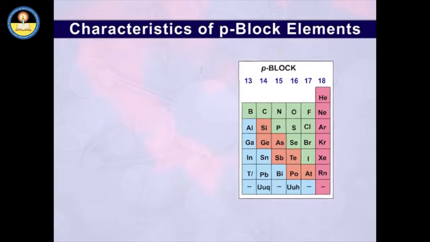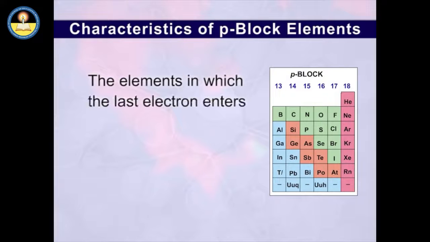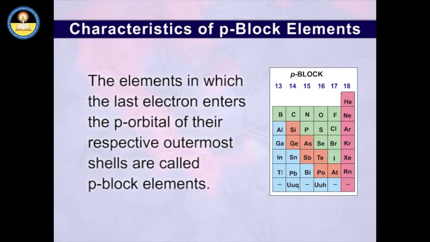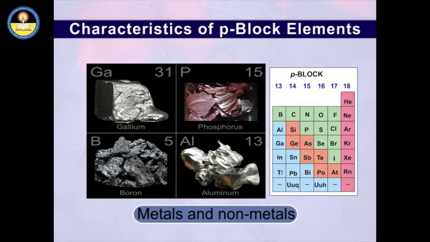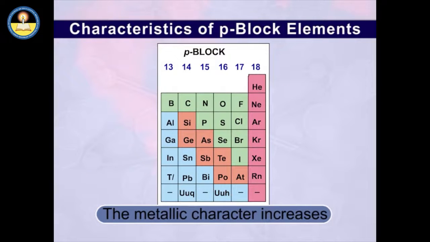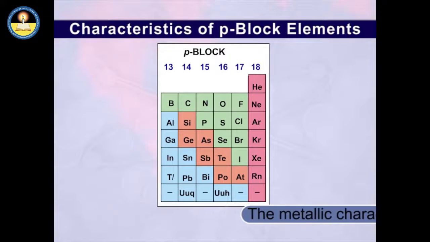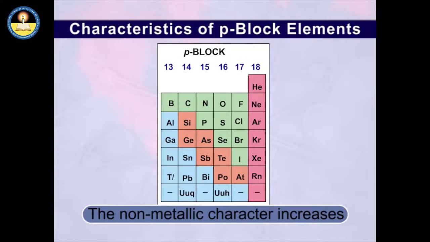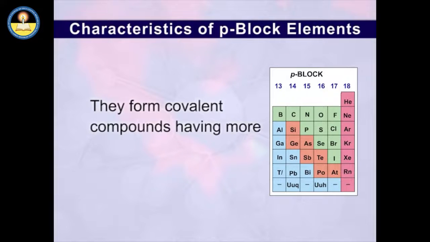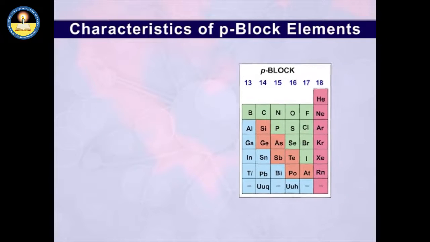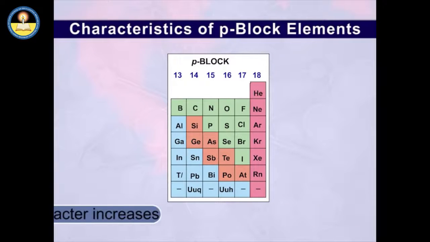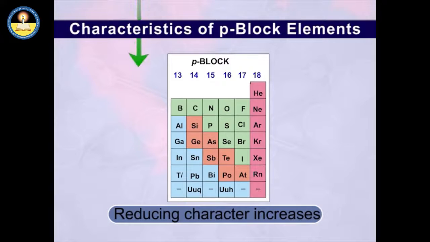Characteristics of p-block elements. The elements in which the last electron enters the p orbital of their respective outermost shells are called p-block elements. It includes both metals and non-metals. The metallic character increases from top to bottom within a group. The non-metallic character increases from left to right along a period. They form covalent compounds having more than one oxidation state. Oxidizing character increases from left to right. Reducing character increases from top to bottom in a group.